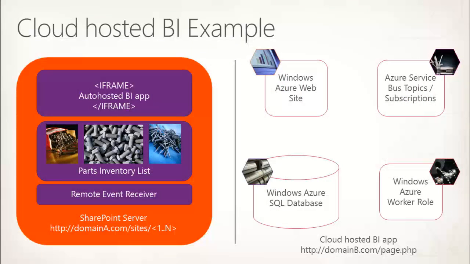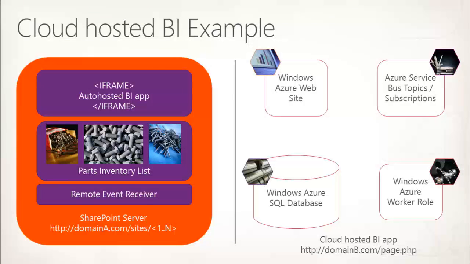My example looks like this. It's the exact same components we saw before. In the yellow box, I'm signifying I have a SharePoint server. It's running on domain A. And then it's deployed to sites 1 through N, as many as you want. You could keep deploying this application. And it's going to deploy 3 things. The first thing it's going to spin up is a remote event receiver.